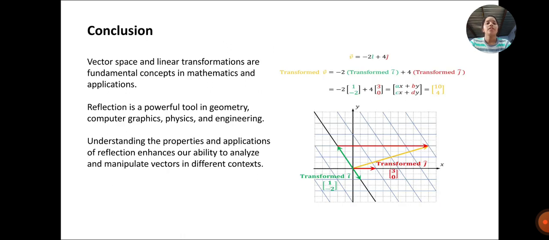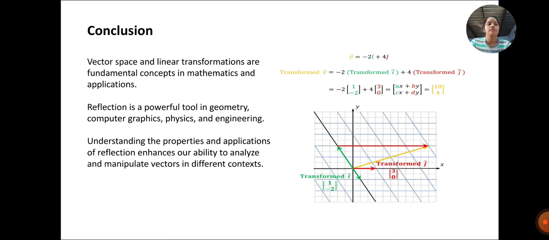Conclusion. Vector space and linear transformations are fundamental concepts in mathematics and its applications. Reflection is a powerful tool in geometry, computer graphics, physics, and engineering. Understanding the properties and applications of reflection enhances our ability to analyze and manipulate vectors in different contexts.